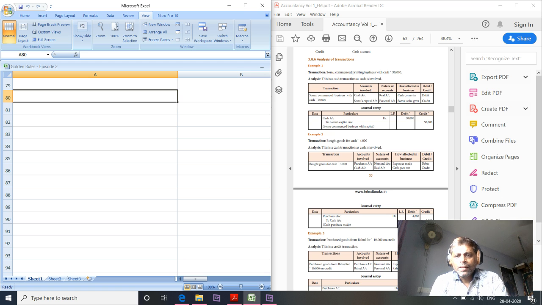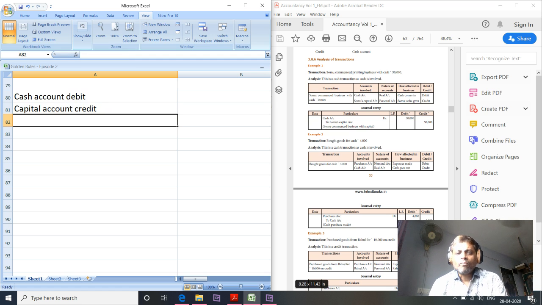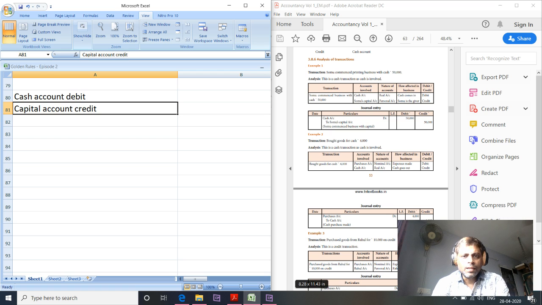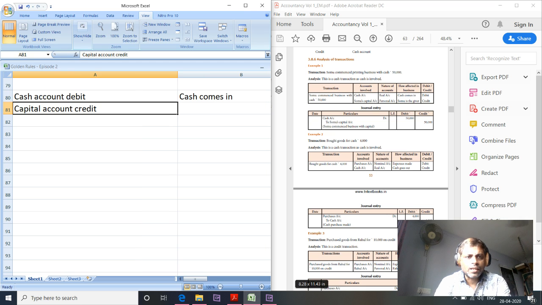Somu commenced printing business with cash 50,000. So the journal entry for this will be cash account debit, capital account credit. Why cash account is debited? Because we have seen cash is a real account. So the rule of real account is debit what comes in. So here in this case, cash comes in and we are debiting cash account.